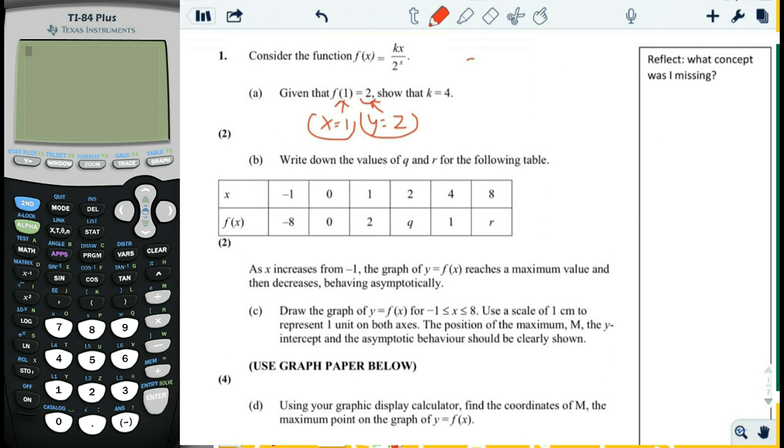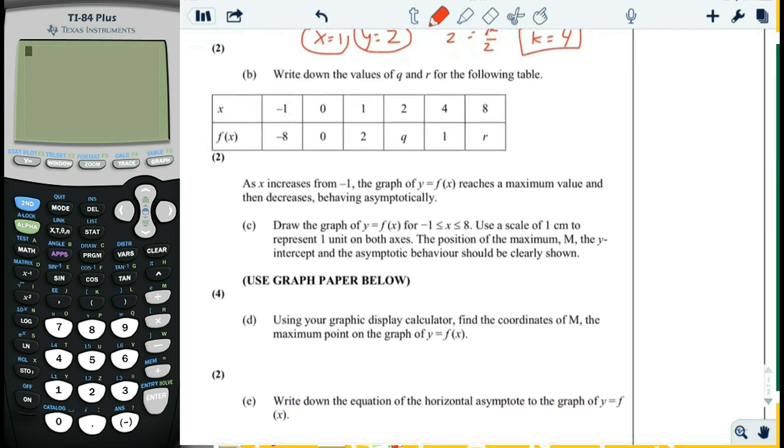So we'll put 2 equals k times x divided by 2 to the first power. 2 to the first power is just 2, so 2 in the denominator. K times 1 on the top, k in the numerator. So we just have 2 equals k divided by 2. Multiply both sides by 2, and we get k equals 4. Okay, so we have just shown that k equals 4.